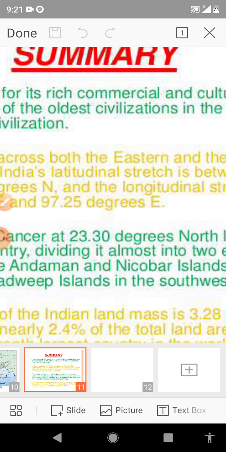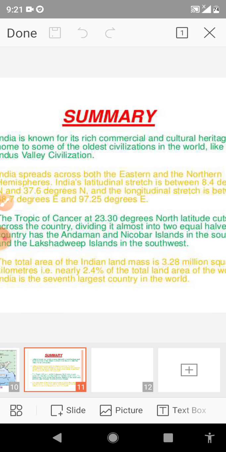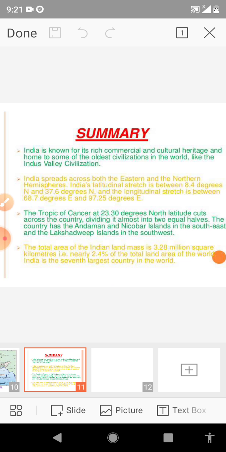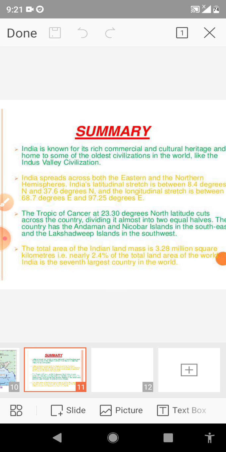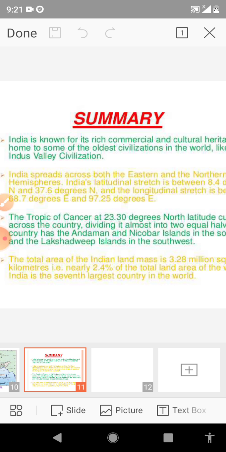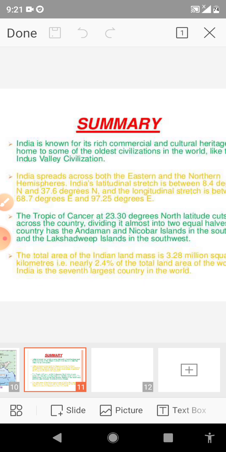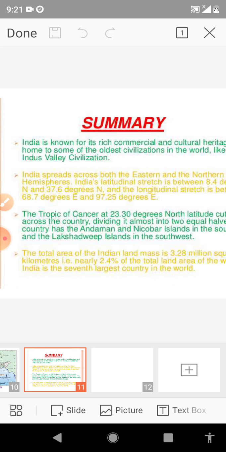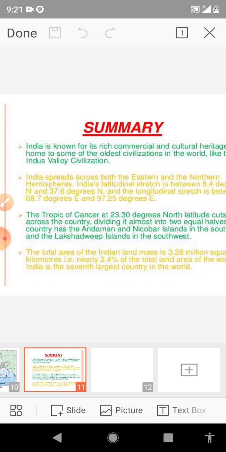Then after that we'll discuss the main points we discussed in the chapter. Our country is rich in its culture, traditions, and civilizations. India is spread across both the eastern and the northern hemisphere. As I told you about the latitudinal and longitudinal extent of our country, the latitudinal extent is between 8 degree 4 minute north to 37 degree 6 minute northern latitude. In the same way, the longitudinal extent is between 68 degree 7 minute east to 97 degree 25 minute eastern longitude.